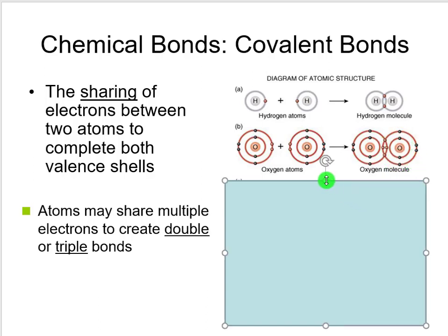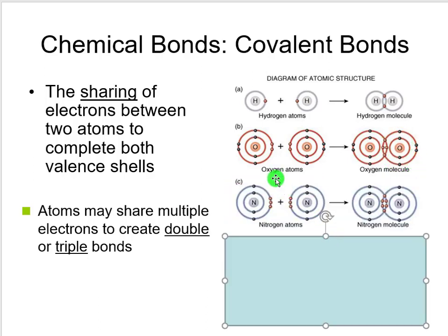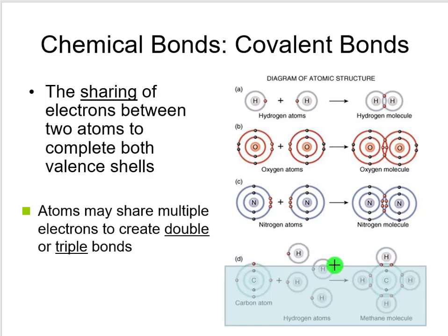So that's equal sharing. And you can see this is sharing a single electron, this is sharing 2 electrons, this is sharing 3 electrons. So this would be called a single covalent bond. This is called a double covalent bond. This is called a triple covalent bond. So all those possibilities exist.